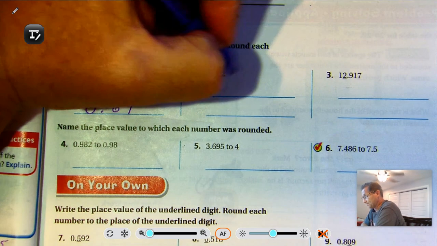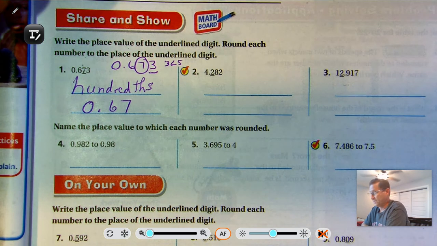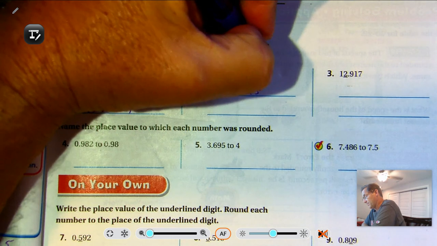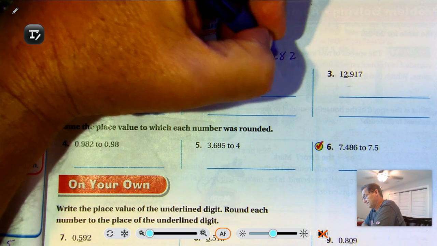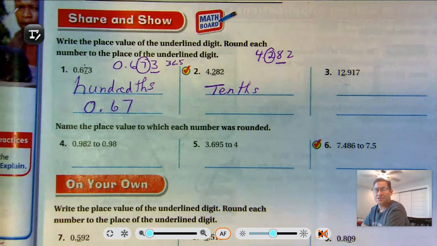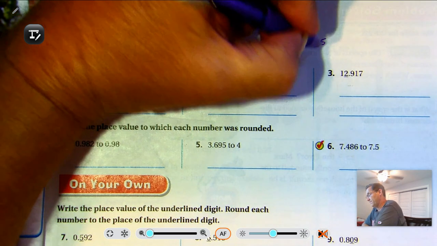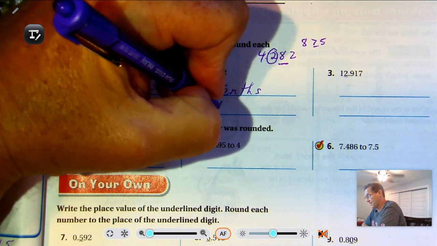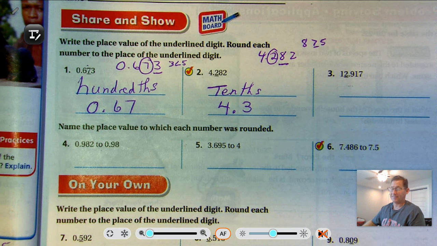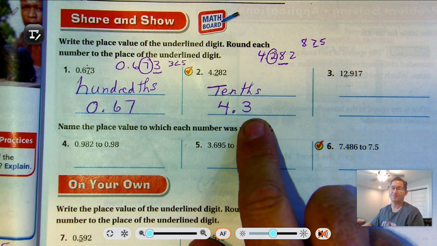All right. 4 and 282 thousandths. The 2 is in the tenths place. So let's round to that place. So circle the tenths place. Underline the digit to the right. 8 is greater than or equal to 5, so round up. 4.3. In this case, we don't have anything after the tenths because we're rounding to the tenths.